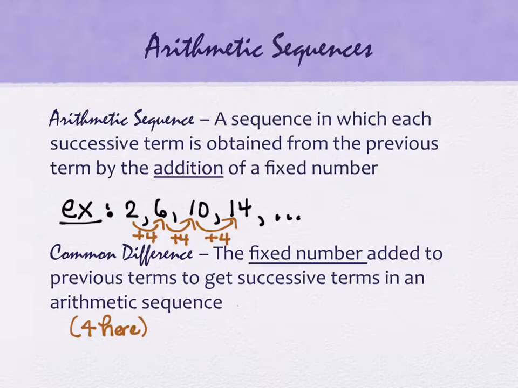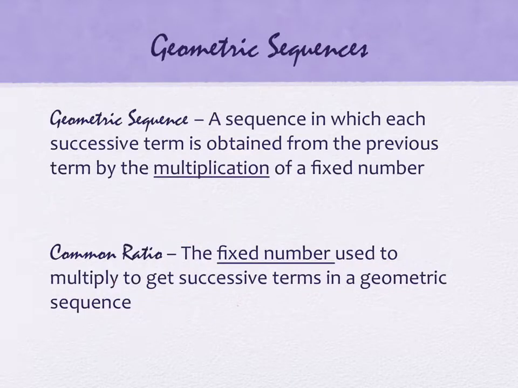Of course, our 4 basic operations say, well, if I can do something with addition, I can probably do something with multiplication, and if I do, I'm going to get what's called a geometric sequence. A geometric sequence is a sequence in which each successive term is obtained from the previous term by the multiplication of a fixed number. And again, we don't have to be multiplying by positives. We could be multiplying by negatives. We don't have to be multiplying by whole numbers. We could be multiplying by fractions. Okay, so we could be multiplying by 1/2 every time, which looks suspiciously like I'm dividing by 2.